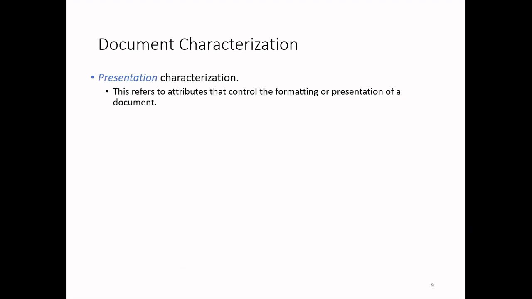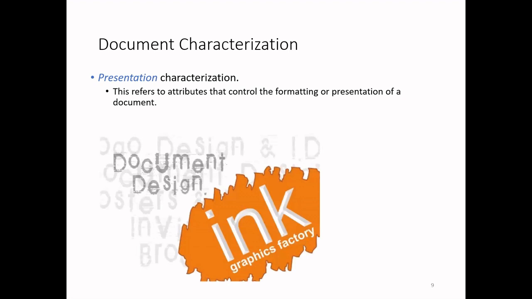Then one can talk about the presentation characterization of the document. So this refers to the attributes that control the formatting or presentation of a document. For example, you might be using different fonts, you might be using different inks, you might have a nice background in your document and all that. So these are all things that are made to make your document look a little fancy or appear much prettier. All right. So those are presentation characterizations.